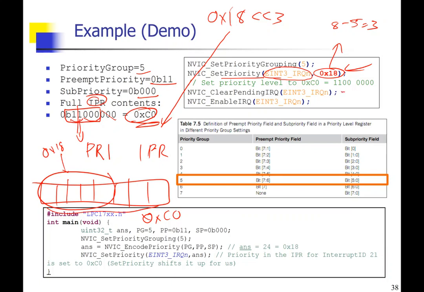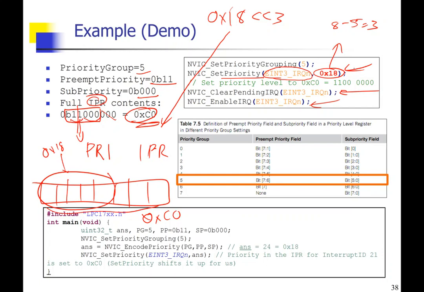And then it's always a good idea to clear the pending status before you enable the interrupt, so that any interrupt which had occurred in the past, which caused the pending status to be high, will not cause the interrupt service routine to be triggered immediately once you enable it, right?